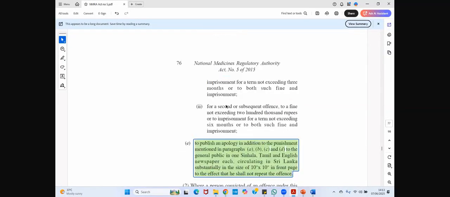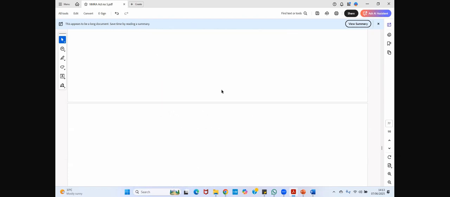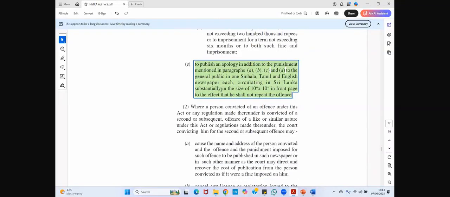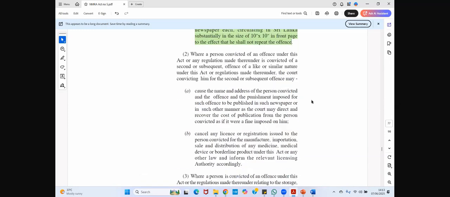mentioned in paragraphs A, B, C, these three, right? So if you do any of this, guilty to the general public in one Sinhala, one Tamil, and one English newspaper each, circulating in Sri Lanka substantially, in the size of 10 inches by 10 inches on the front page, to the effect that he shall not repeat the offense. So, other than paying these penalties, they should publish a newspaper advertisement stating that they won't perform that type of offense anymore.